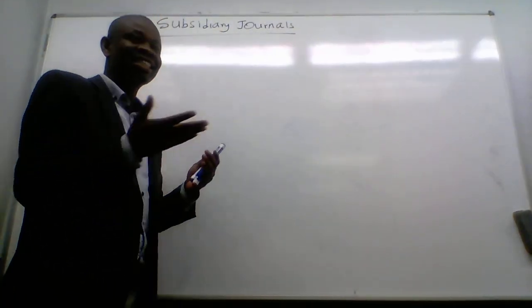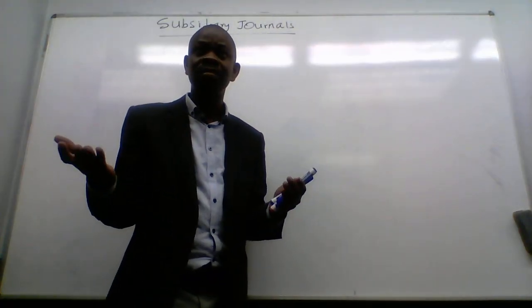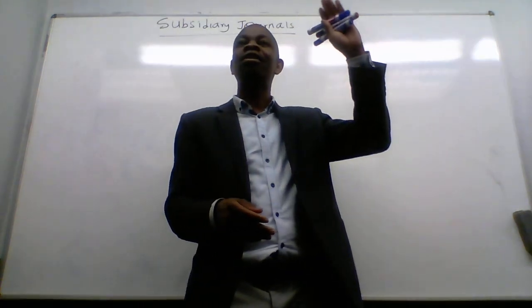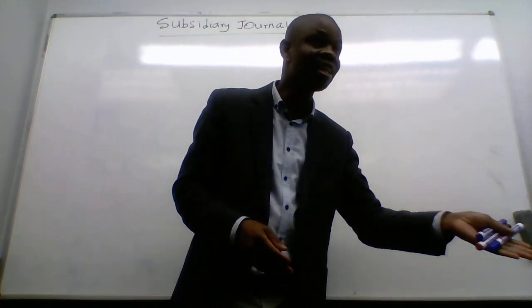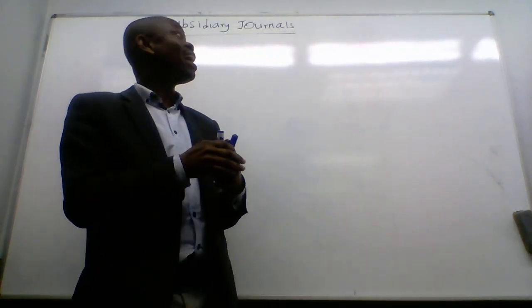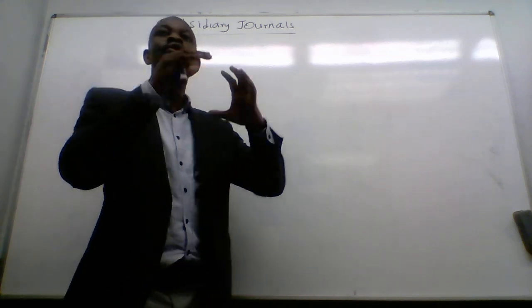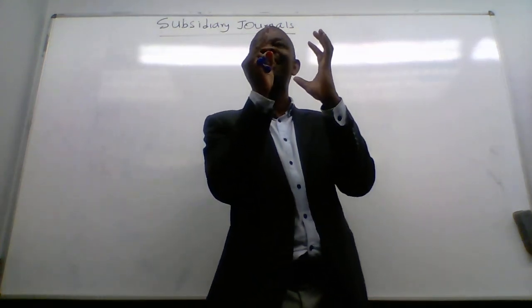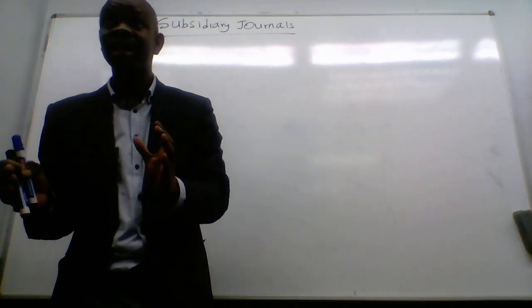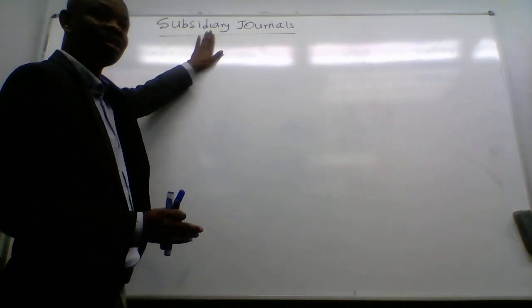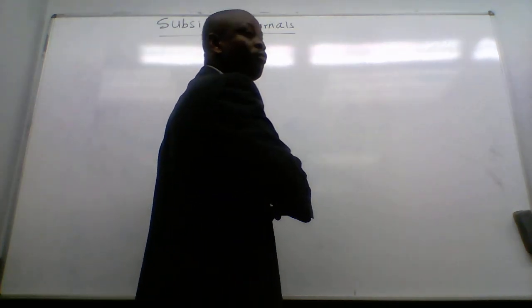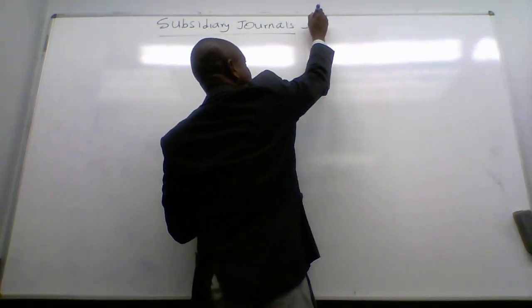And you know that transactions do not behave the same. Remember under the accounting equation? Sometimes you sell on credit, sometimes you sell using what? Cash. So now it's time for us to group all the cash transactions together, all the credit transactions together. That's why we call these subsidiary journals. Sometimes we call them books of first entry.